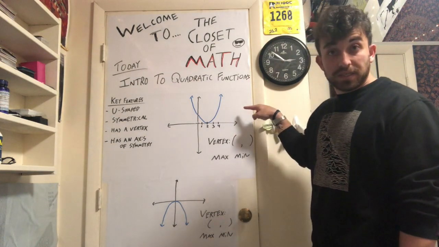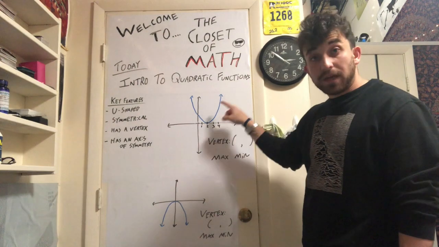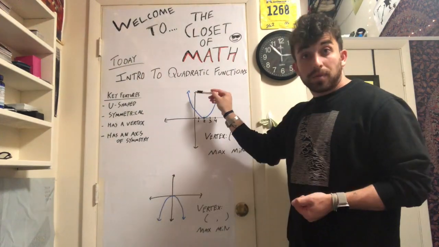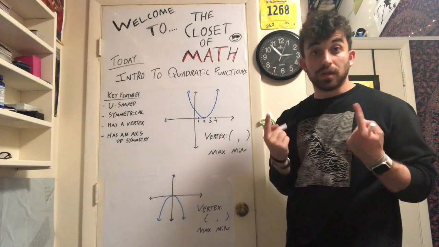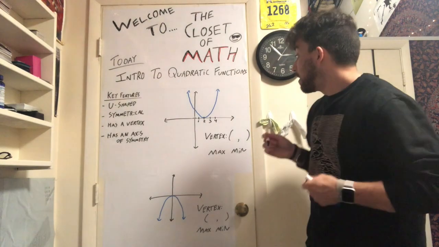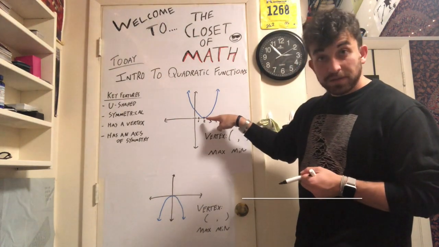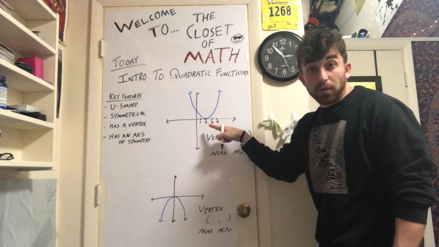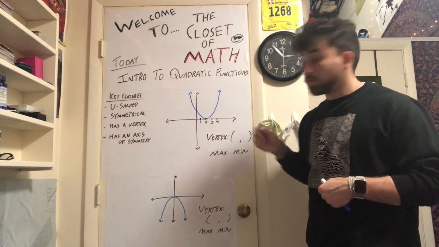Let's start with this example where we have a quadratic function that is facing up. You see these two arrows are both pointing up. That means that the y values of this quadratic function are going to increase to infinity. What that means is that this vertex point is the minimum value of the function. So this point right here is the lowest possible value for that function.